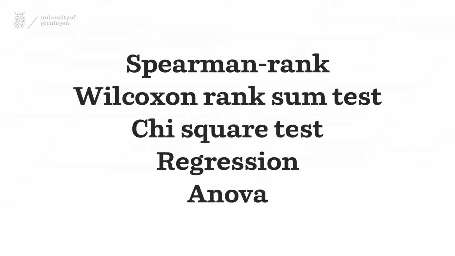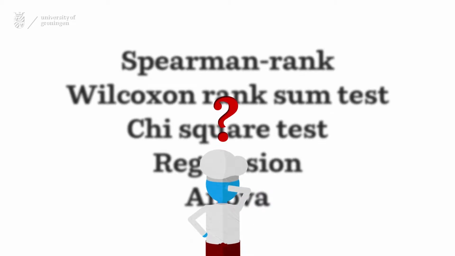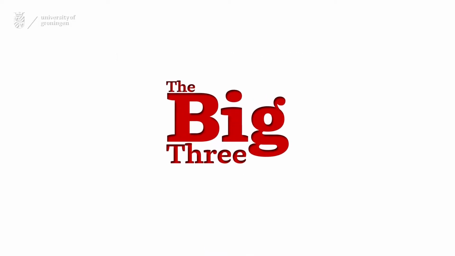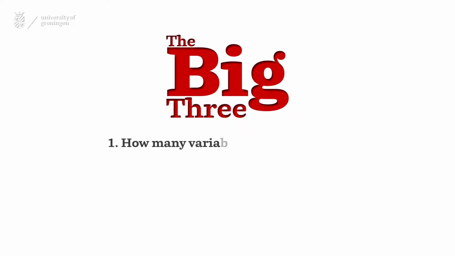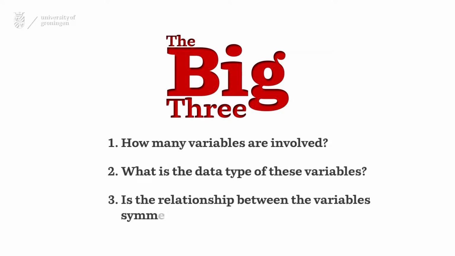There are a lot of statistical techniques you can use to test a hypothesis, but how do you choose the correct one? 3 questions called the Big Three can help you choose the correct statistical technique. How many variables are involved? What is the data type of these variables? Is the relationship between the variables symmetrical or asymmetrical?